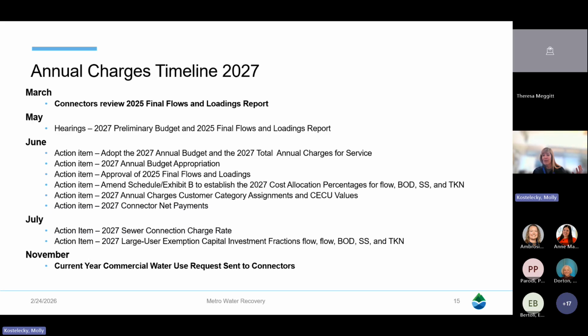The only other time we're going to reach out to you to get more data is your commercial water usage in November. We still do that for your estimated areas. But other than that, we're just going to let you be. You can just contact us if you have any questions, rather than us bothering you for your crystal ball efforts in terms of what those flows and loads are going to be into the future.